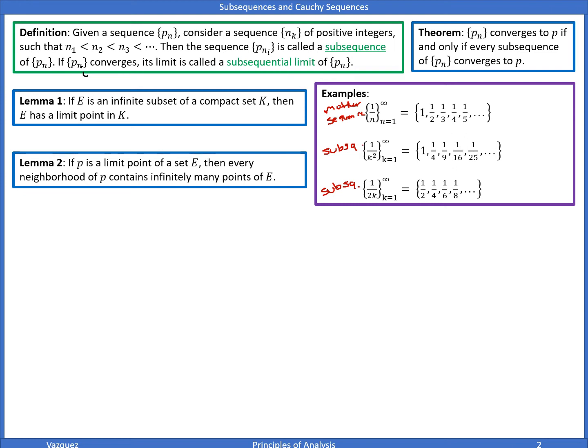The first one we have gone over, so this shouldn't be anything new. If E is an infinite subset of a compact set K, then E has a limit point in K. We went over compact sets last chapter. Also, if P is a limit point of a set E, then every neighborhood of P contains infinitely many points of E. Okay, so now we can present our theorem.